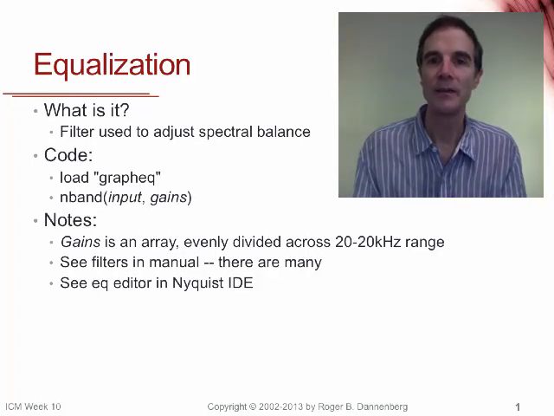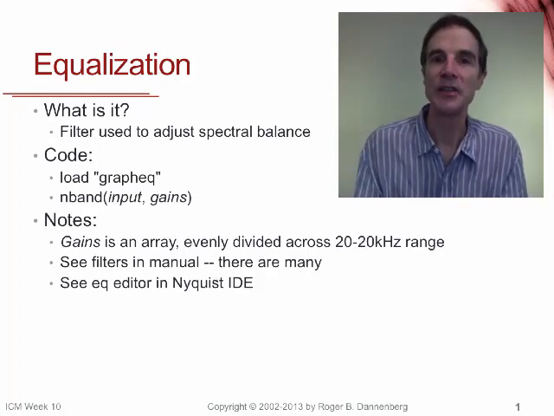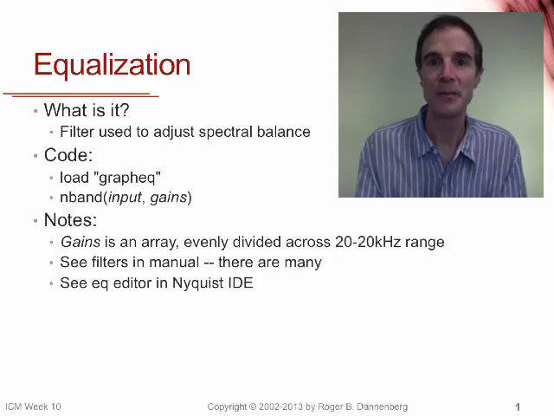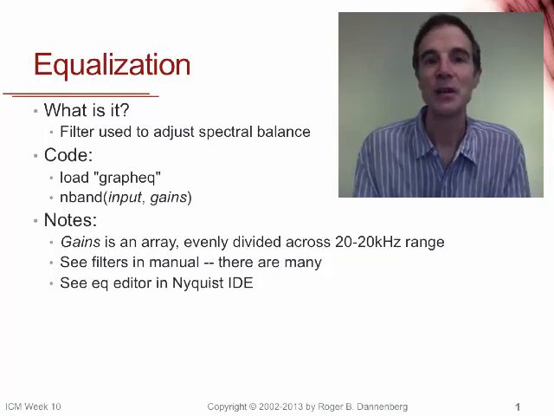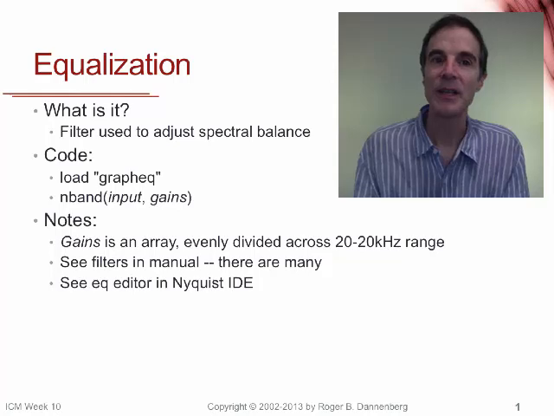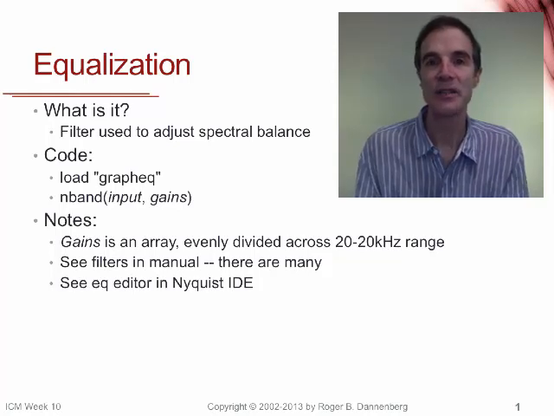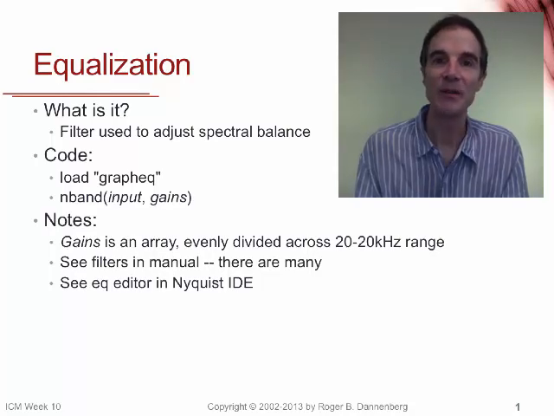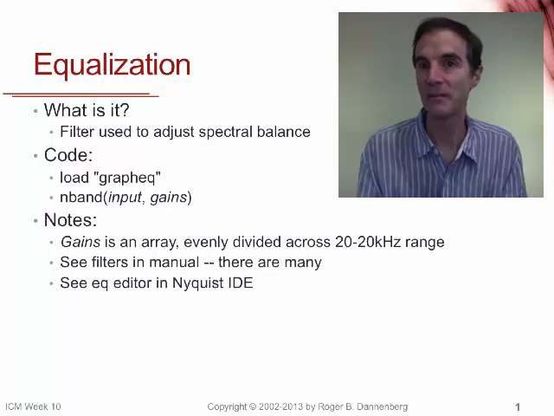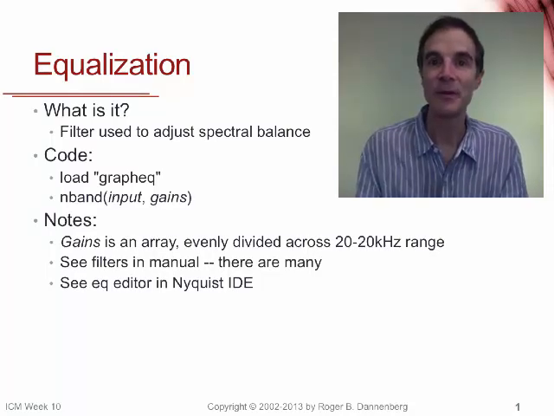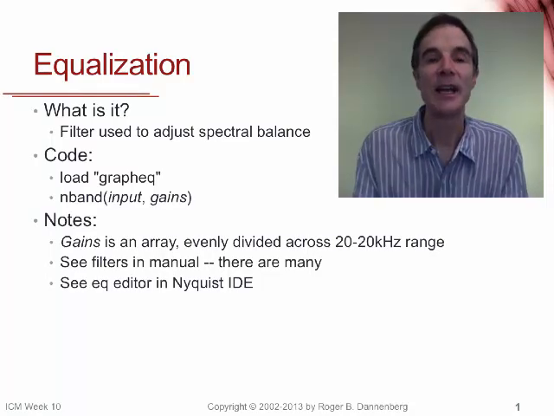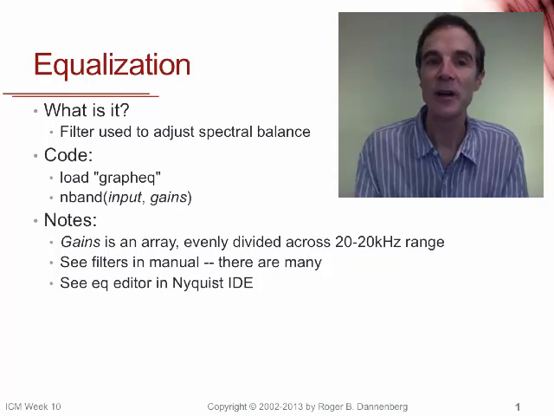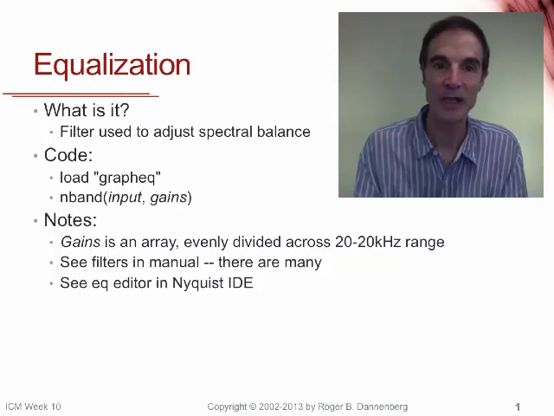Earlier, we looked at filters, and equalization is really just an application of filters. Equalization usually means applying a filter to adjust the spectral balance. For example, we might want to boost the bass, boost the high frequencies, or cut some objectionable frequencies in the middle range. And we have a library in Nyquist called Graph EQ, short for graphical equalizer.